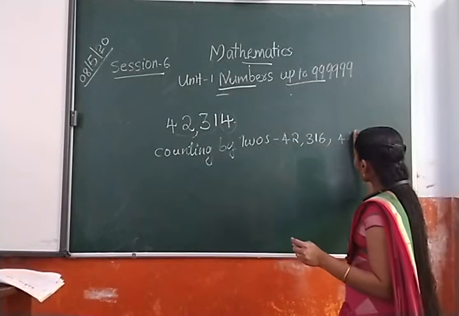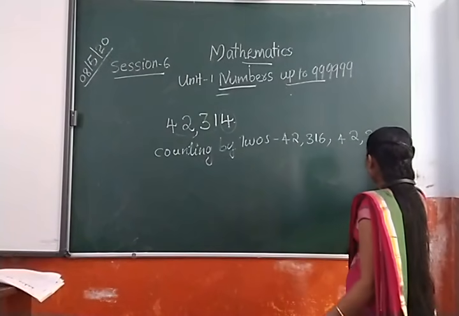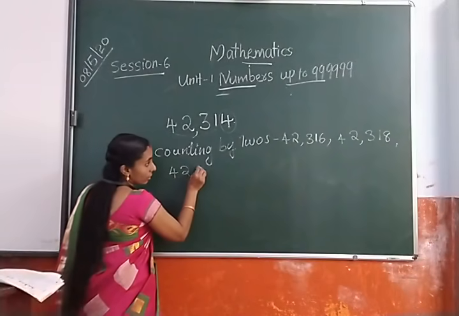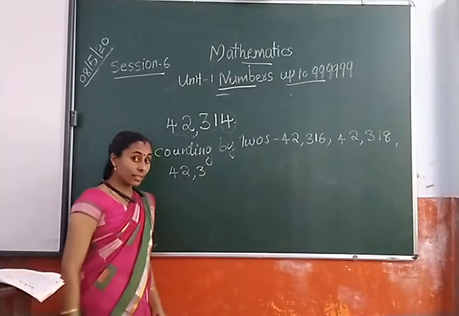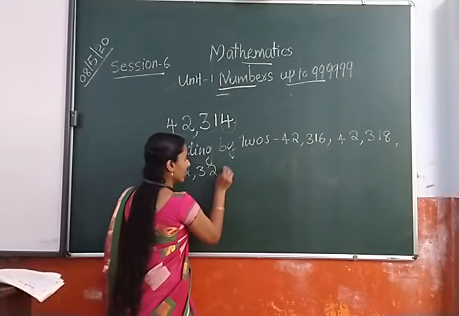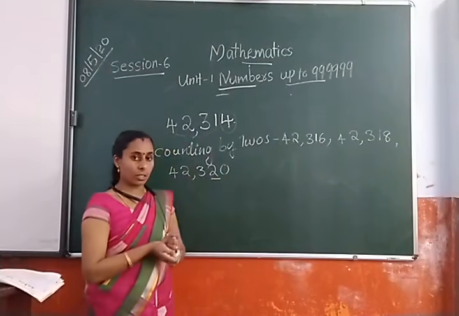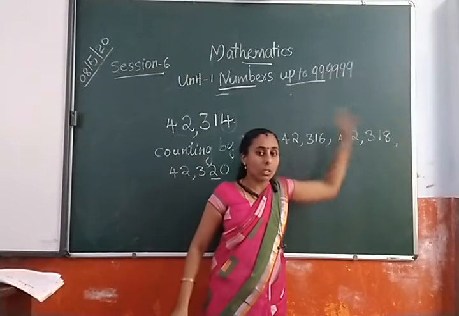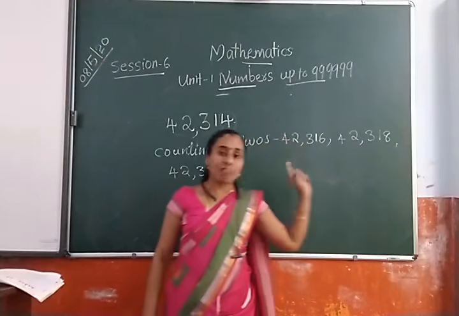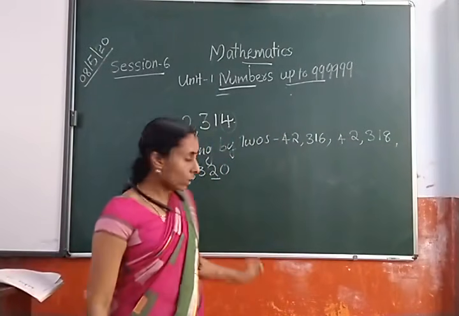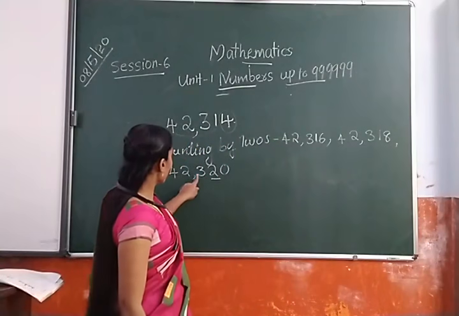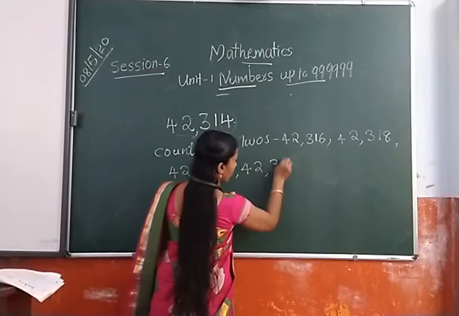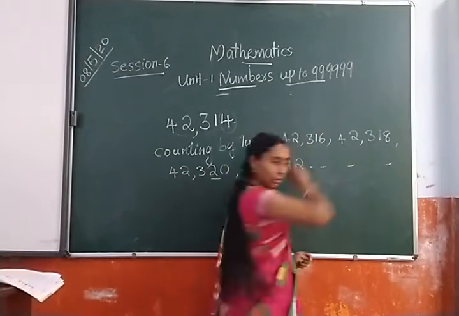42,316, 42,318, next 42,320. After 18 comes 20. Here the tens place changes, because 8 plus 2 is equal to 10. That 0 we write in the ones place and 1 goes to the tens place. So 42,320, 42,322.